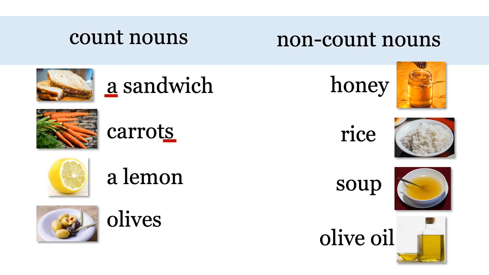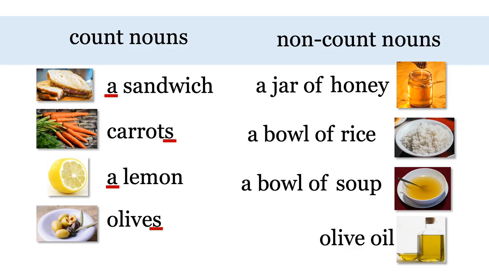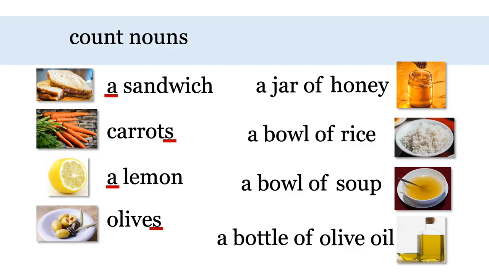Notice a sandwich, carrots, a lemon, olives. All of the count nouns have an article or an S to show singular and plural, but none of the non-count nouns do. If I want to make these non-count nouns countable, I need to put them in a container or measure them. So, a jar of honey, a bowl of rice, a bowl of soup, a bottle of olive oil. Now I can count them.